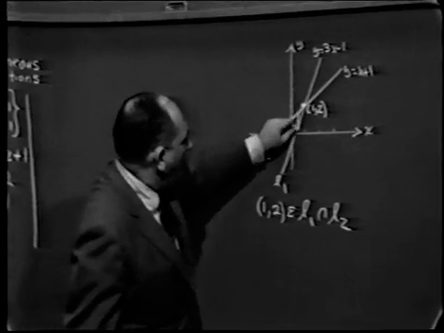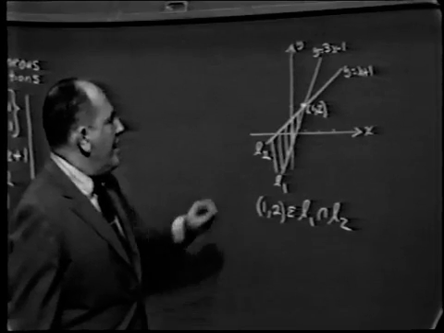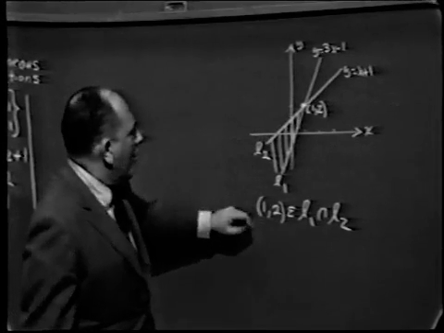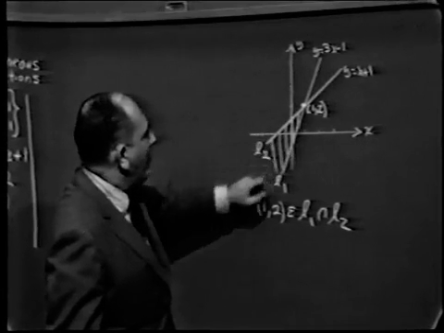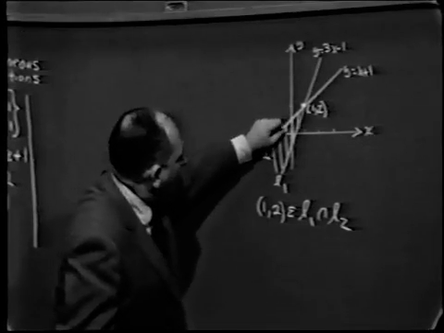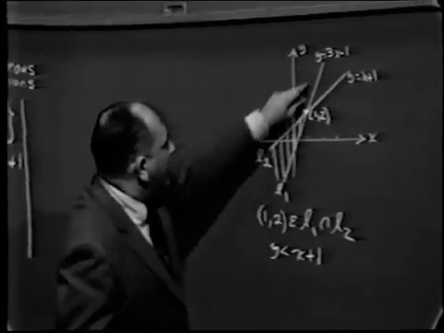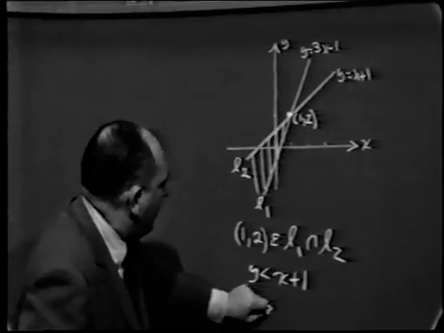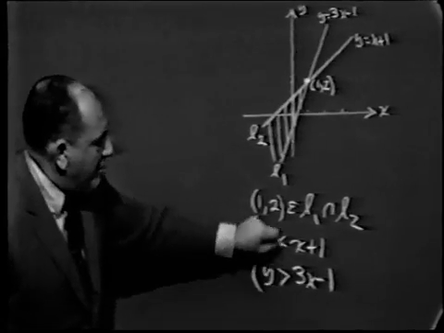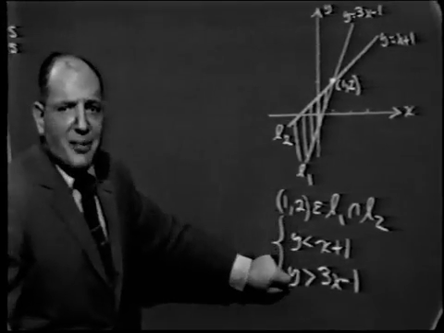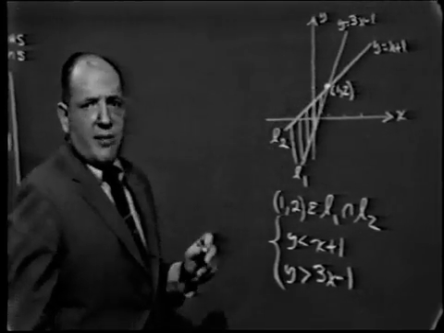For example, notice that this region here has a very nice geometric interpretation. It's a set of what? All points which are below this line and above this line. In other words, to be below this line, y must be less than x plus 1. And to be above this line, y must be greater than 3x minus 1. Notice then that a pair of simultaneous inequalities, which may not be that easy to handle, are very easy to handle in terms of regions in the plane.